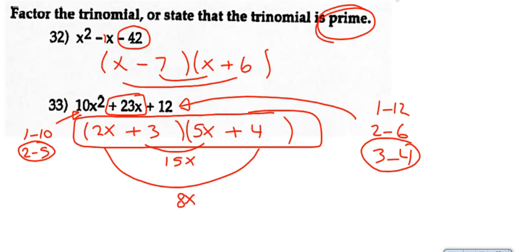And remember, when it says prime, that essentially says it doesn't factor in a way that we can use two monomials that have numbers in these positions.